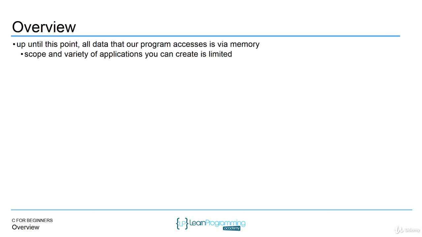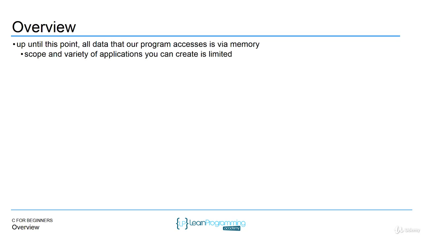So up until this point, all the data that our program accesses is via memory. We're familiar with this concept of variables, structures, arrays, whatever it is. All the data that your program uses is in memory. The reason it's stored in memory is because memory is really fast, and you can access it quickly to perform calculations. You're doing the fetch-execute cycle, all that stuff.